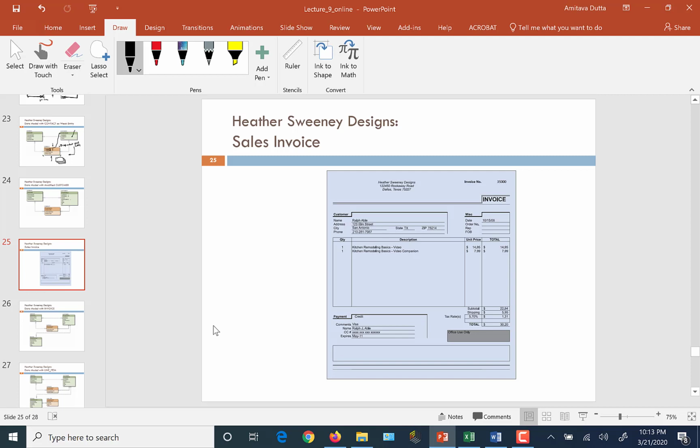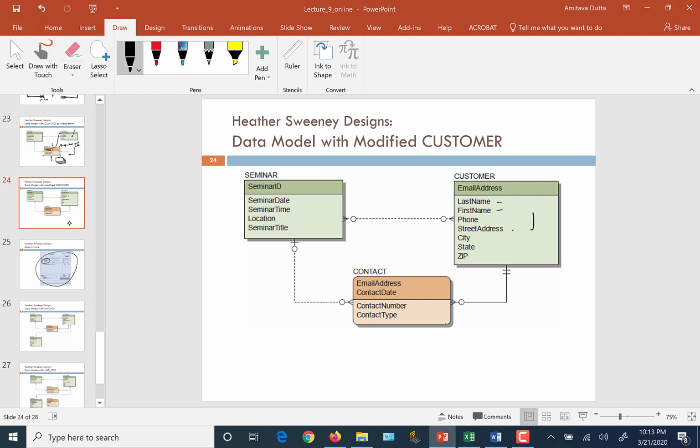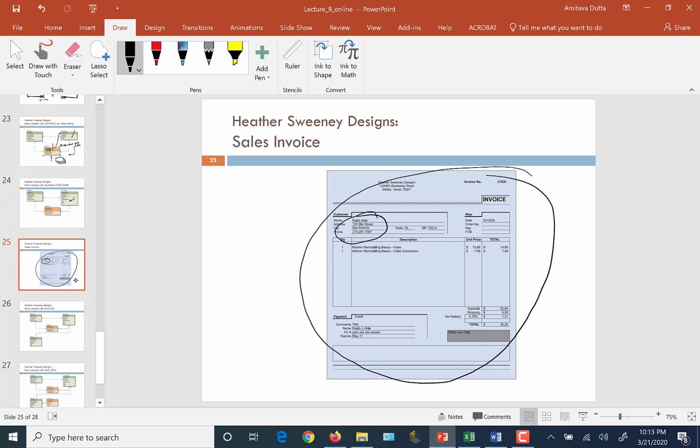So our job is to look at this invoice, a business document, and from it figure out what else we need to put into our ER model, into our conceptual model. What are some of the things I can pick up from this invoice? I can see that customers have an address, city, phone, state, zip, and so forth. In the previous refinement, you already put those attributes into customer. So coming back now to the invoice, I can see that I will need to have an entity called an invoice.